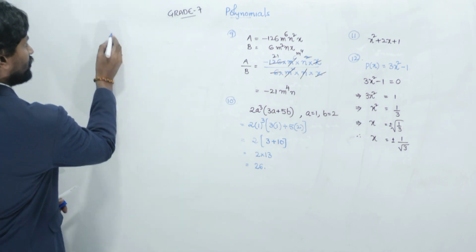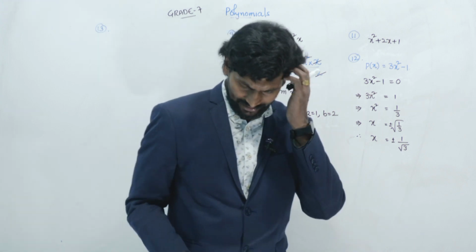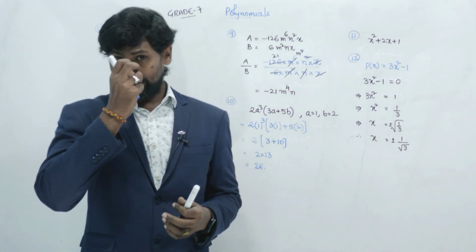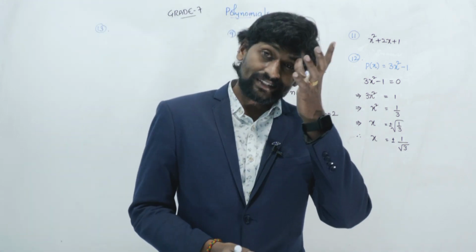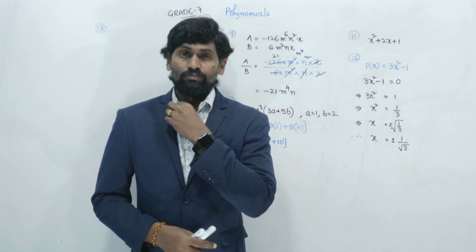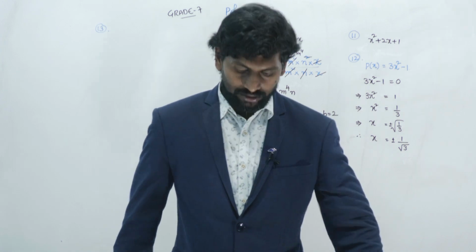Right, so the 13th question is given. The product is nothing but multiplication. I think we have not discussed the product of two monomials, monomial into binomial, or binomial into binomial. So let us go through the problems. You will understand, I think, right?